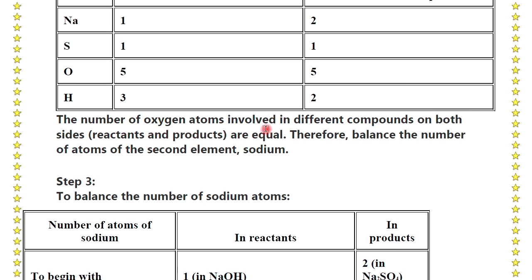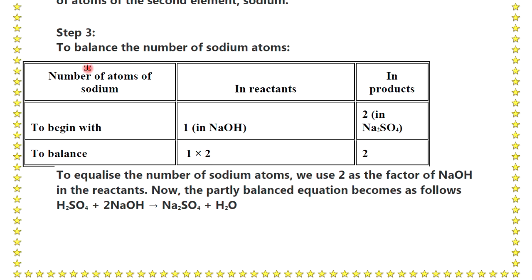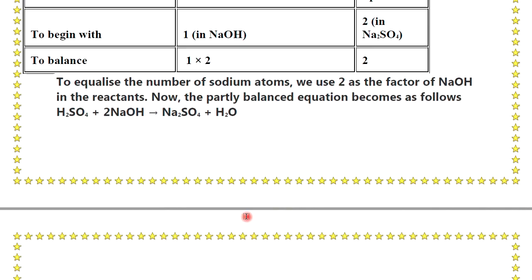The number of oxygen atoms on both sides is equal. Therefore, balance the number of atoms of the second element, sodium. Step 3, to balance the number of sodium atoms. The number of sodium atoms is 1 in NaOH. In Na2SO4 it is 2, so to balance, multiply by 2. To equalize the number of sodium atoms, we use 2 as the factor of NaOH in the reactants. Now the partly balanced equation becomes H2SO4 plus 2NaOH gives Na2SO4 plus H2O.